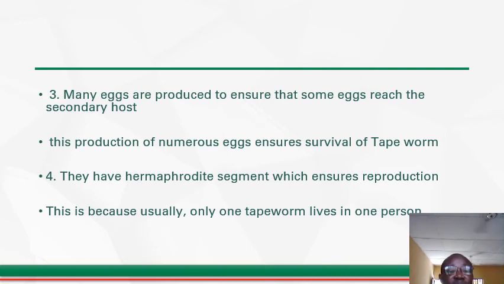And number 4, they are hermaphrodites. They have hermaphrodite segments which ensure reproduction. This is because only one tapeworm will live in one host, and they need to reproduce. So they bear both sexes, male and female, and that's why we say they are hermaphrodites.